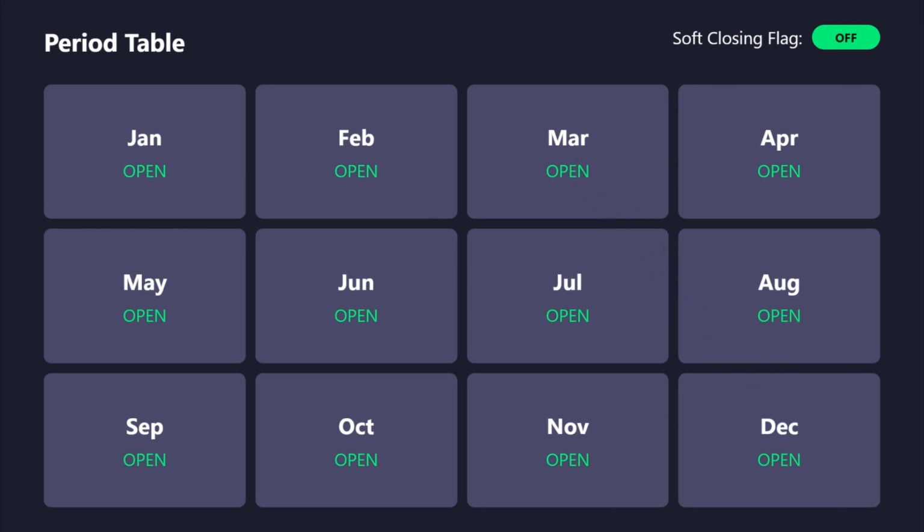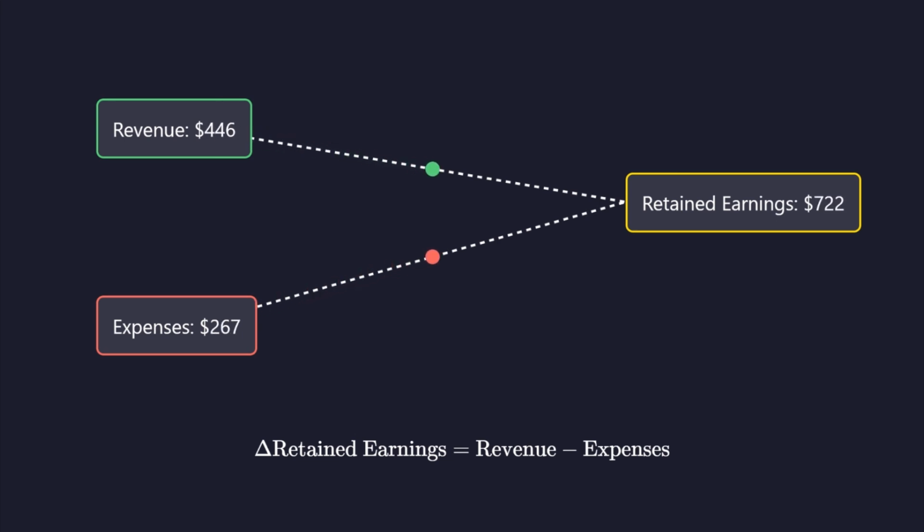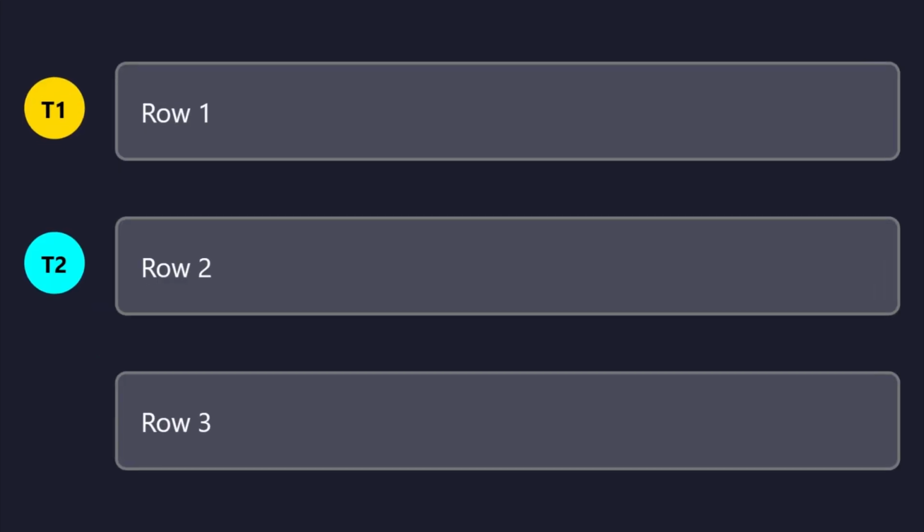Implement a soft closing flag in your period table to prevent users from posting new transactions into months that have already been finalized and reported to the tax authorities. A hard close process involves zeroing out all revenue and expense accounts and transferring the net balance into the retained earnings account within the equity section of the general ledger.